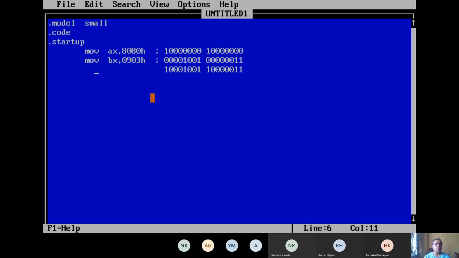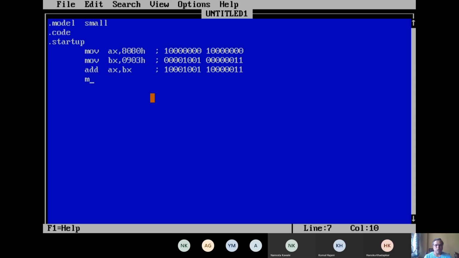Now to perform addition I can write add Ax, Bx. It will perform addition of Ax and Bx, and the result will be stored into Ax. As per our normal logic, the parity flag should get set, because if I see the 16-bit result, the number of ones is 6. That means it is even parity. But the 8086 processor doesn't do it. It doesn't consider all 16 bits of the result to say what the parity is. It considers only the lower order 8 bits to indicate the parity.